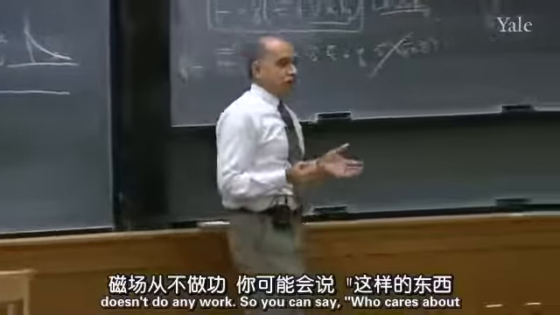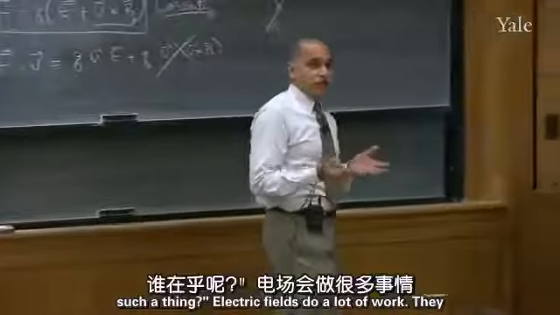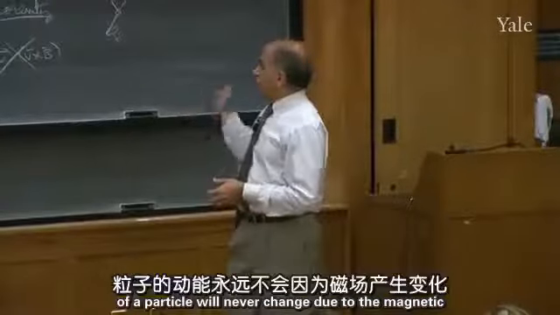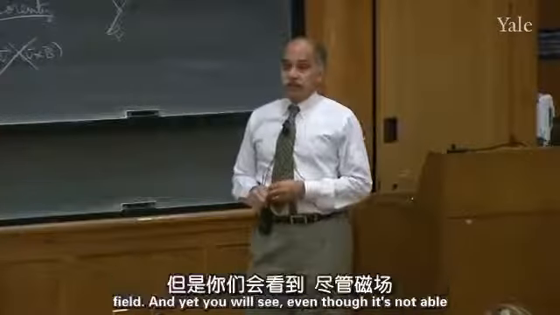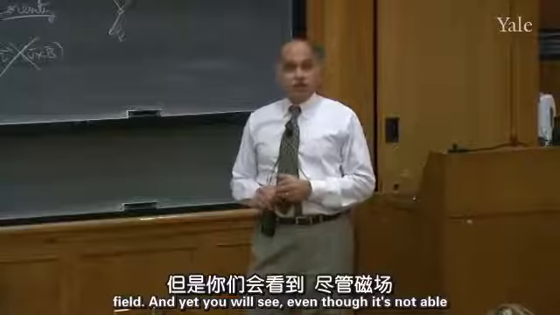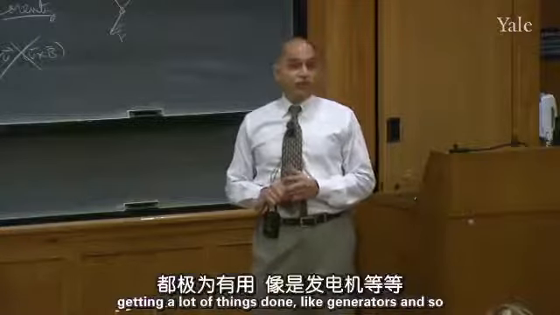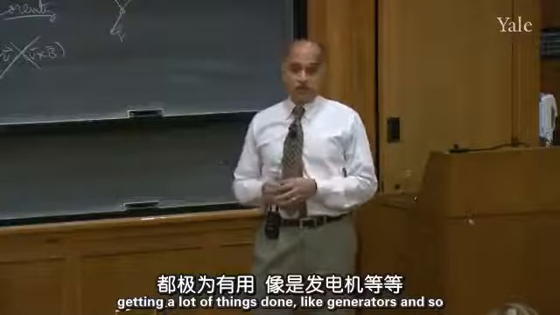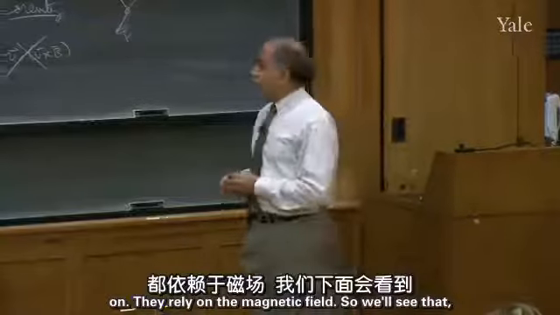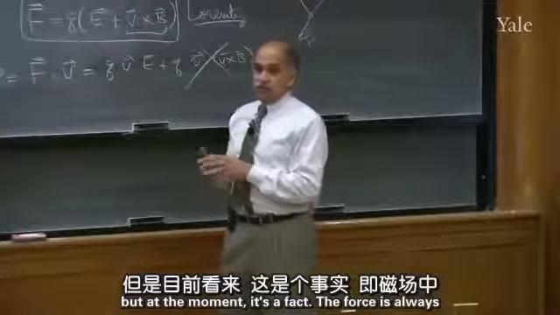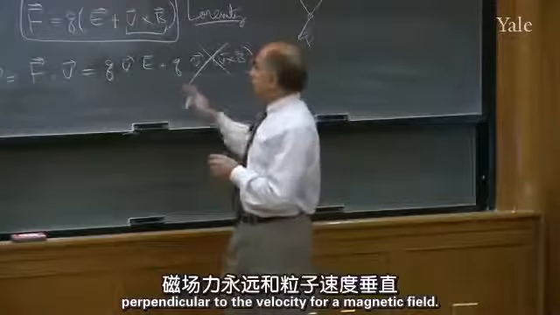So you can say, who cares about such a thing? Electric fields do a lot of work. They speed up particles, they slow down. The kinetic energy of a particle will never change due to a magnetic field. And yet you will see, even though it's not able to do anything by itself, it is extremely useful in getting a lot of things done, like generators and so on. They rely on the magnetic field. So we'll see that, but at the moment, it's a fact. The force is always perpendicular to the velocity for a magnetic field.